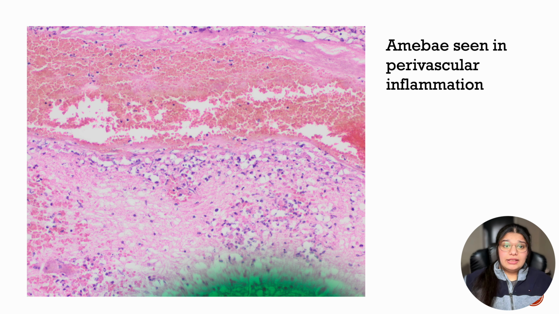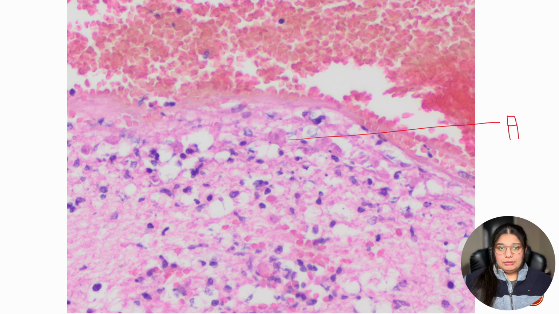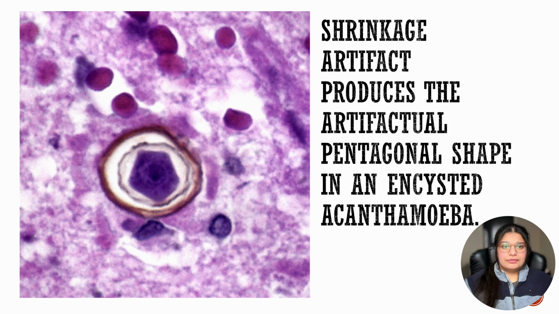Moving on, it can be seen in perivascular inflammation. This is a vessel, and this is the perivascular space. We do see organisms along with some inflammatory cells. This is the higher power version of it. This is the organism seen with these scattered inflammatory cells and some focal hemorrhage.